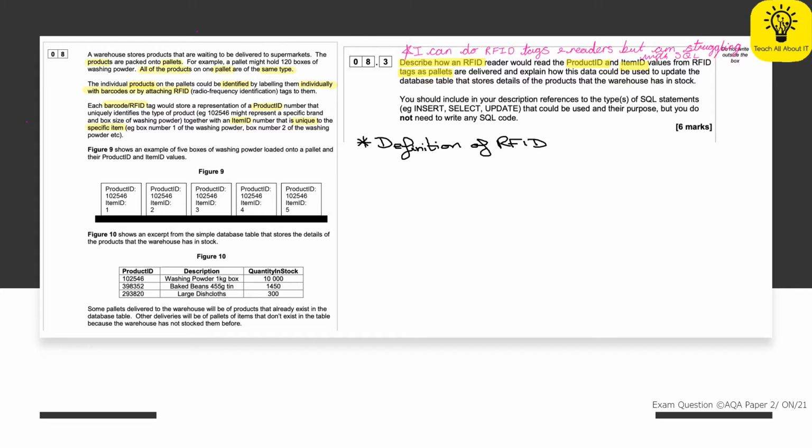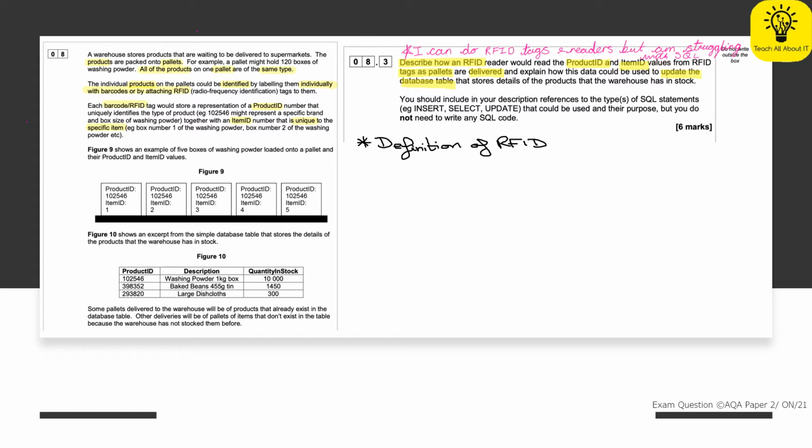The next thing I'm going to then do is explain what happens as they are delivered. So let's highlight that one as well. So they are being delivered. It's nothing to do with going out of the warehouse. It's all coming in, and explain how the data could be used to update the database table. Now that's important. They've already told us that there's an update in there.